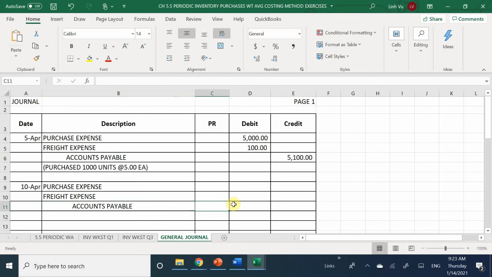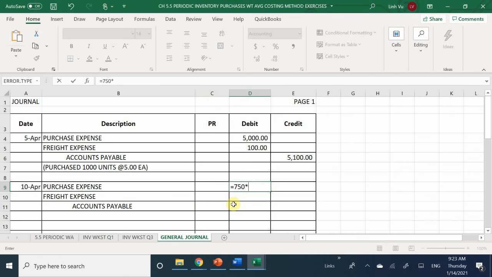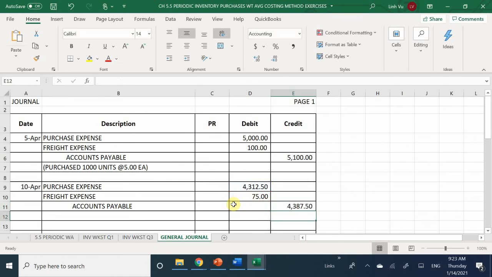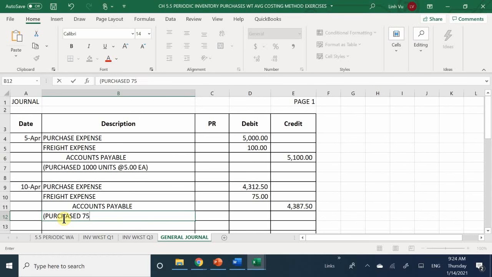Okay. So what is my total debits going to be here? $43,125. We have $75 worth of freight, giving me a grand total of $43,875. So the only difference here is when I journalize my description, I'm going to say I purchased 750 units at $5.75 each.